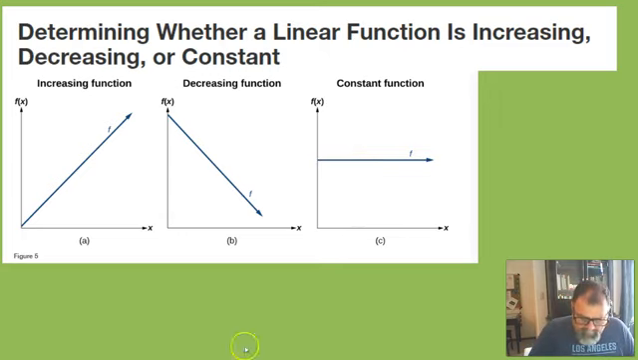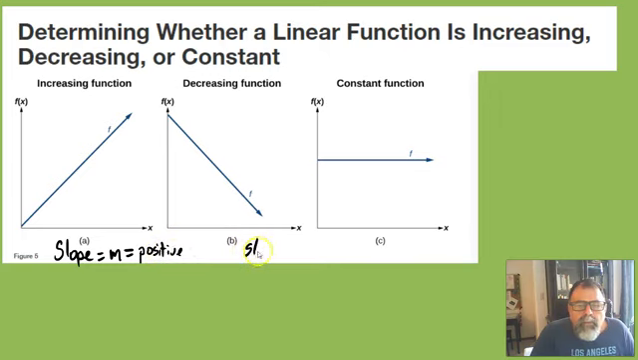So I'm going to write that down. So here the slope, and typically we use m for slope. So if it's increasing, the slope is positive. And then on this one, the slope is negative. And then on this one, the slope is 0.